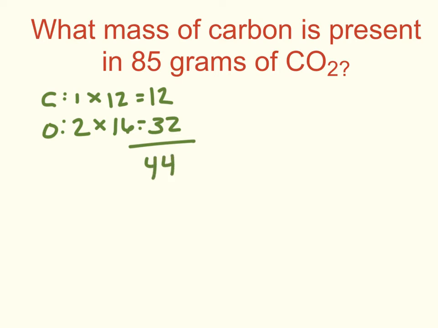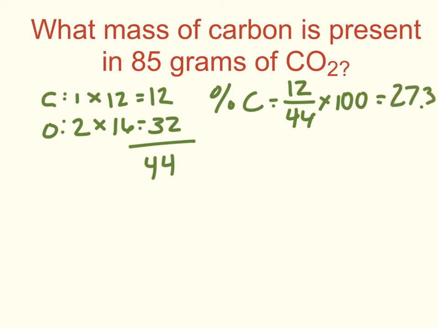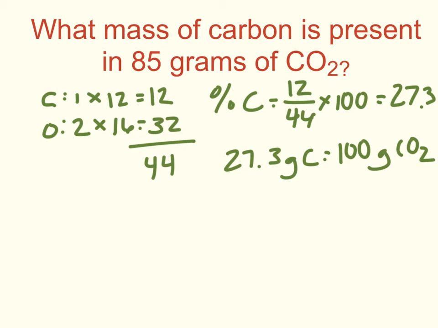Since I'm looking at my carbon, what I want to do is find the percent of carbon. So I'm going to take my 12 divided by 44 times 100 to make it a percent, and I'm going to get 27.3. Next, I use this to solve my problems. Basically, my percent is saying I have 27.3 grams of carbon for every 100 grams of carbon dioxide, and this becomes my conversion factor.